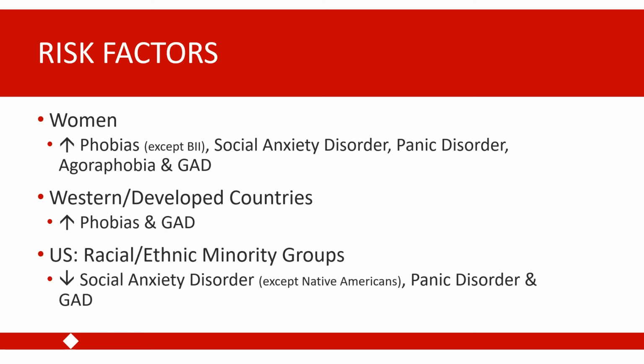And when we look at differences in the prevalence of anxiety disorders within the United States, we see some differences across racial and ethnic groups. So within the United States, members of racial and ethnic minority groups tend to have lower prevalence of social anxiety disorder, with the exception of Native Americans who don't differ from white Americans. They also tend to have a lower prevalence of panic disorder and generalized anxiety disorder.